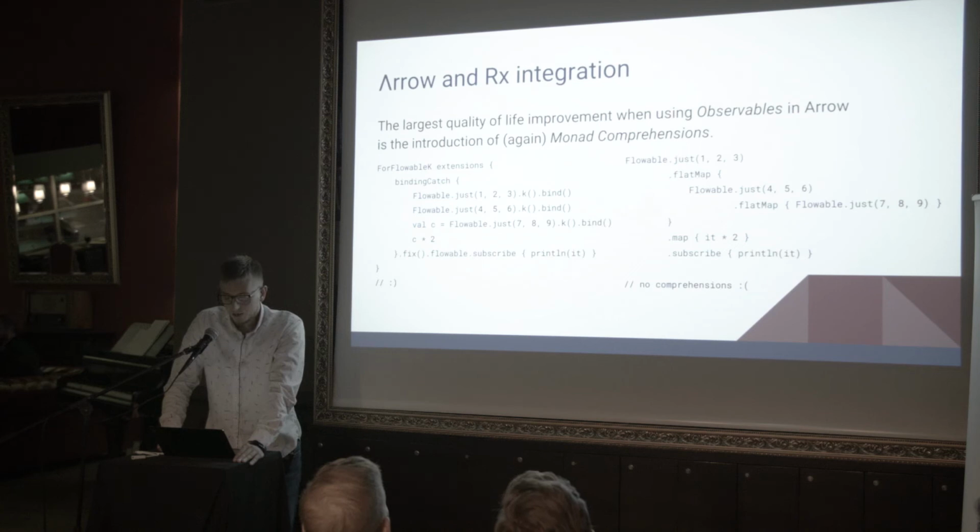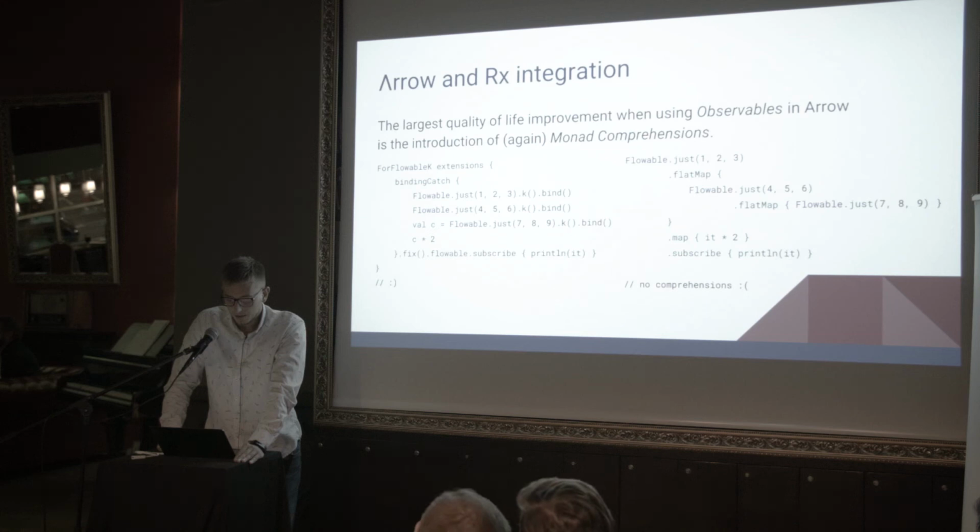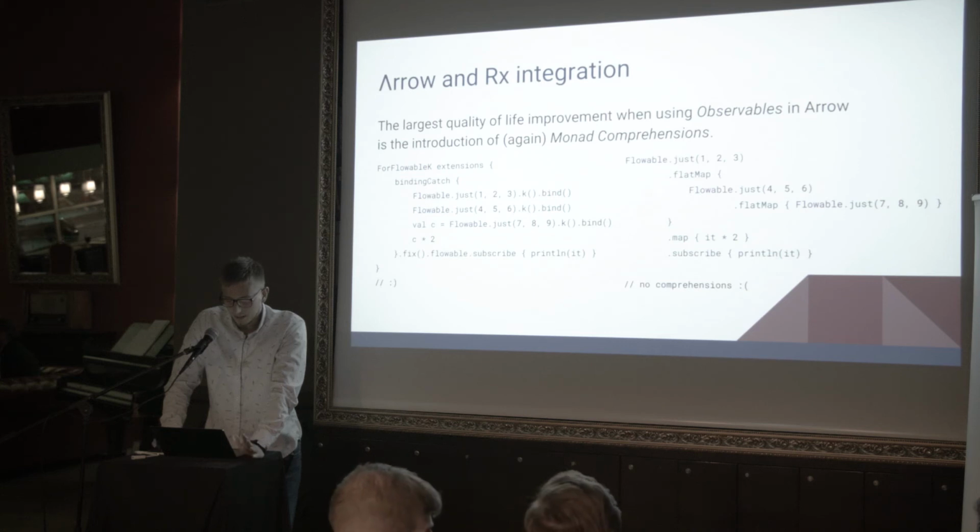Okay, Arrow also has an Rx integration. It's again a monad comprehension, and we can write nested flatMaps and maps like it was synchronous code.